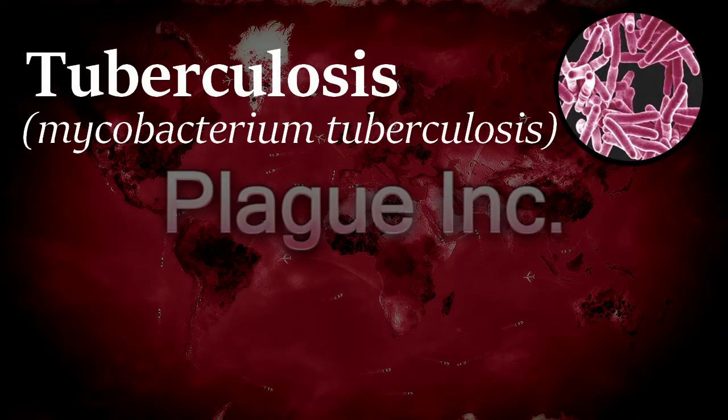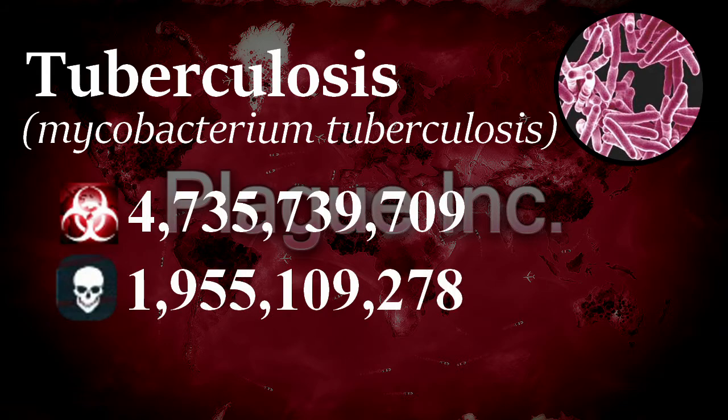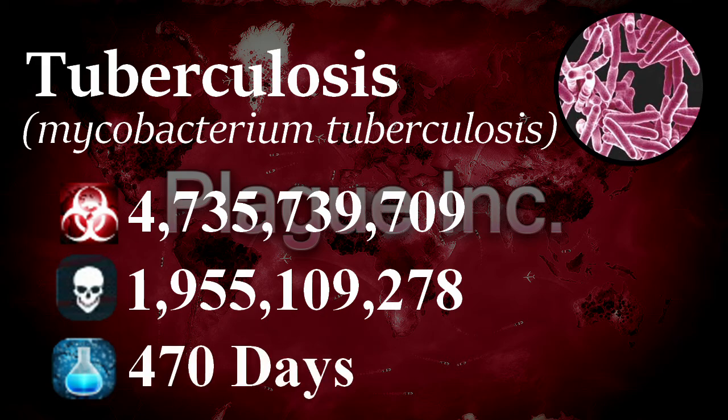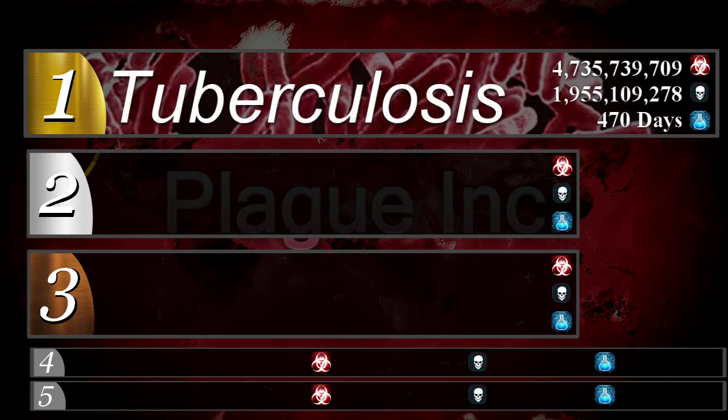Averaging out all 3 simulations, tuberculosis ended up infecting 4.73 billion, killing 1.95 billion, and it took 470 days for it to be eradicated. Since tuberculosis is our only simulation so far, it gets a free ride to first place. However, it has set the bar high for future challengers. I wouldn't be surprised if tuberculosis stayed on top for quite a while.